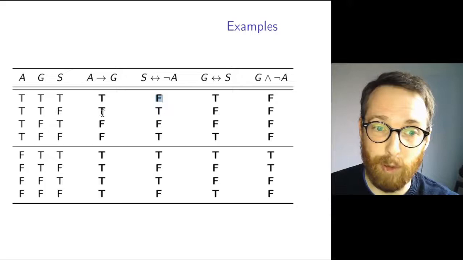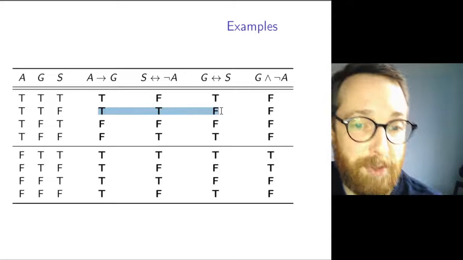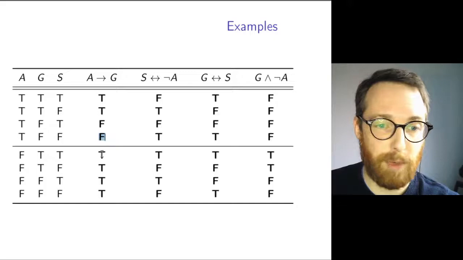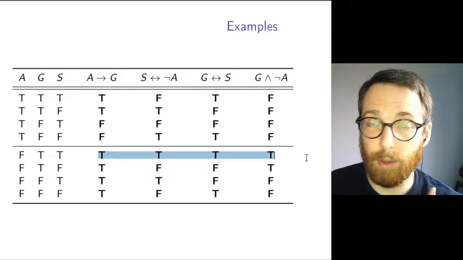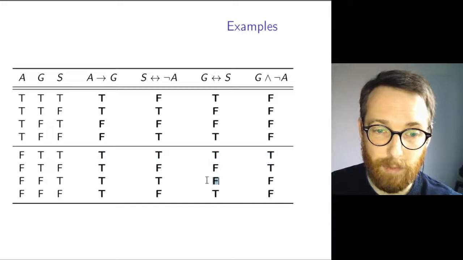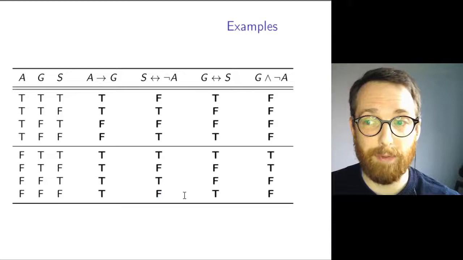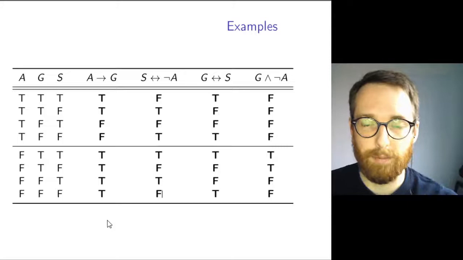Okay, this one does have a false conclusion, but again, there's a false premise. I'm looking for true premises and a false conclusion. False premises, again. There's a false premise. This time we have true premises, but it still doesn't fit the pattern because the conclusion is true. Okay, here, false premises again. False premise, false premise. Okay, none of the rows have T, T, T, F. That means the argument is valid. So I should write in here, valid. And then I'd get full marks.